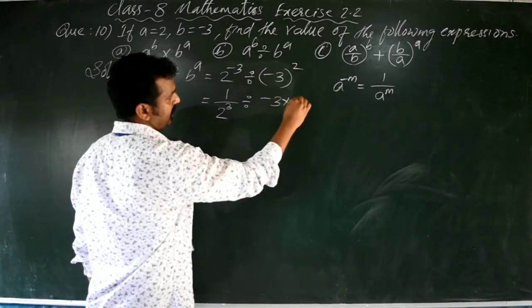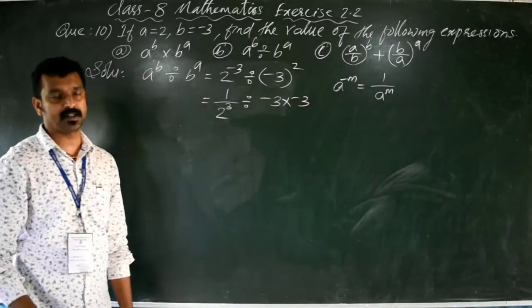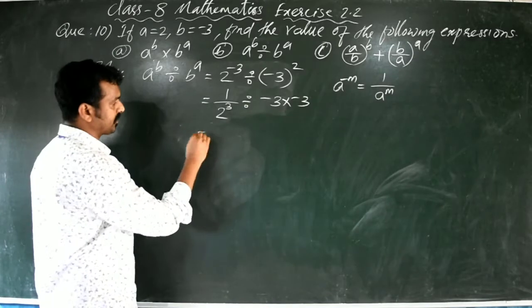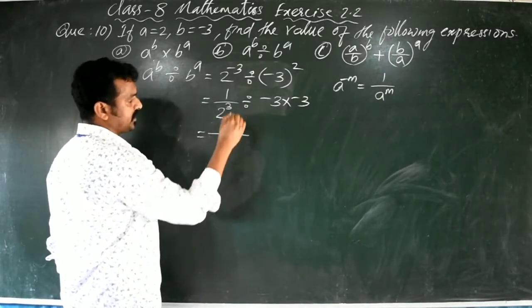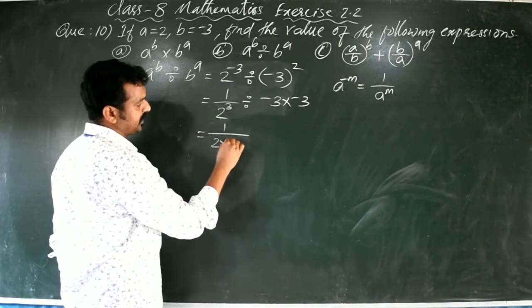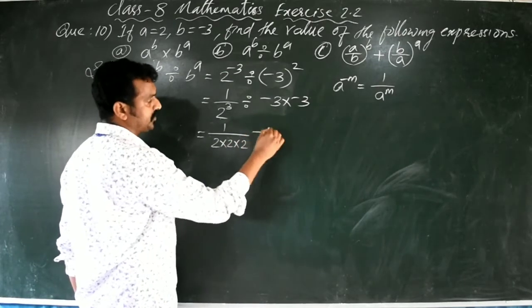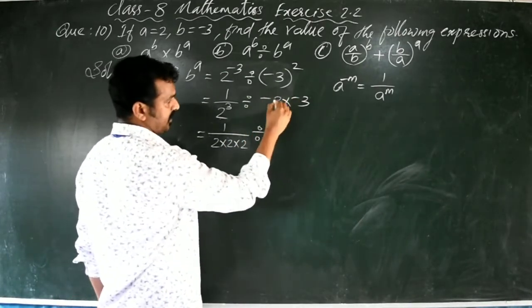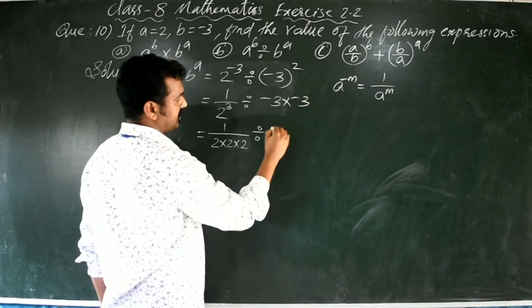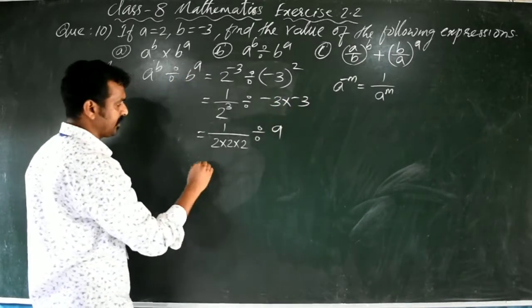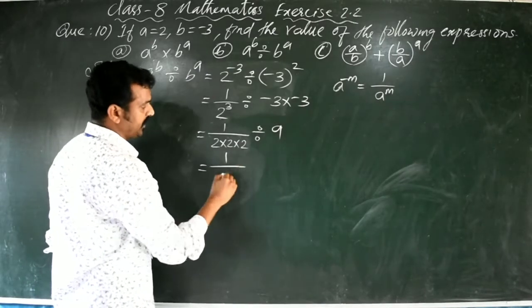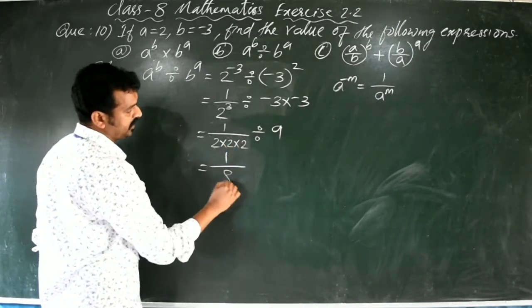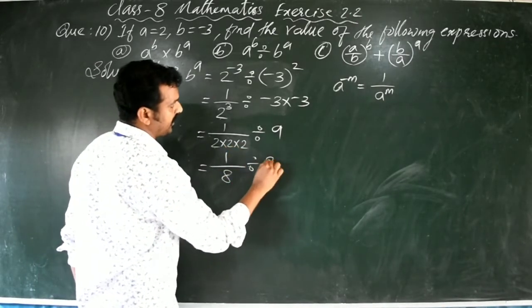Minus 3 is multiplied 2 times, minus 3 into minus 3. That is equal to 1 divided by 2 raised to 3. 2 is multiplied 3 times, 2 into 2 into 2. After that, what is the sign? Divided by minus 3 into minus 3; minus into minus is plus, 3 3s are 9. That is equal to 1 divided by 2 2s are 4, 4 2s are 8, divided by 9.